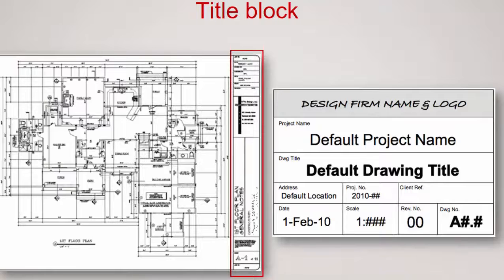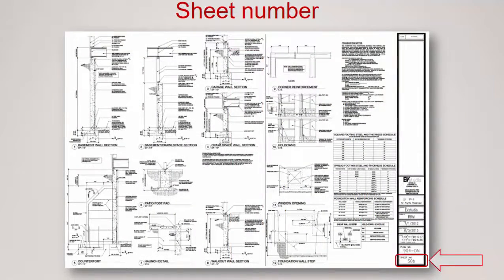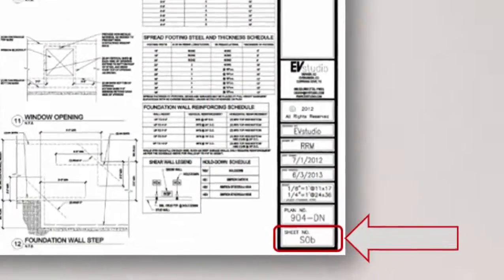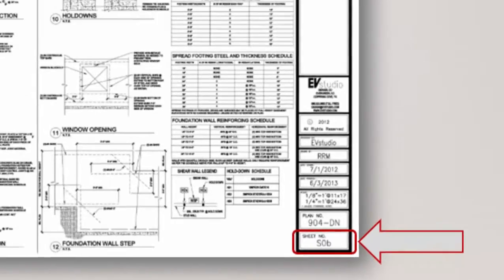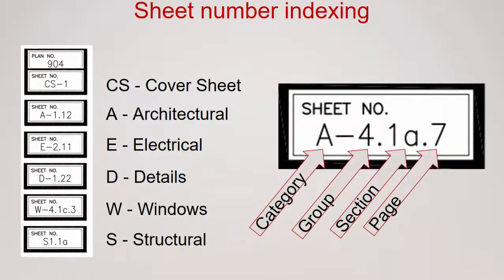Title block, as we discussed earlier, can also give you information about who drew it, what company, the date, revision number, sheet number, very important to locate where you are in the set of the drawings. And some sheet number indexing has reference to other things, such as, in this case, sheet number A is a category for architectural, 4 is a group number, 1A is a section, and page is 7. Not all plans are drawn with this indexing, but quite often you see this on commercial drawings.